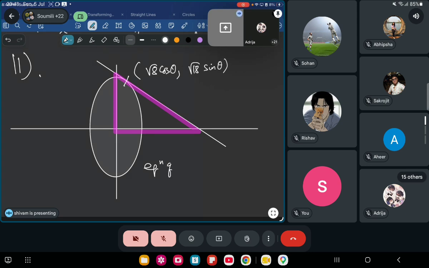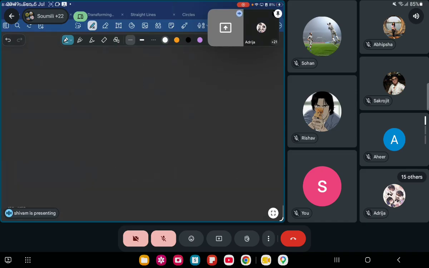What is the equation of tangent? Do you remember x(x1) plus y(y1)? Equation of tangent is x(x1) by a square, so x into root 8 cos theta by 8, plus y into root 18 sin theta by b square, that is 18. This will be equal to 1. Are you getting it?